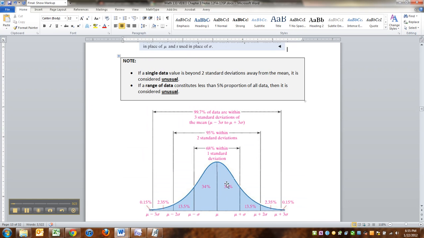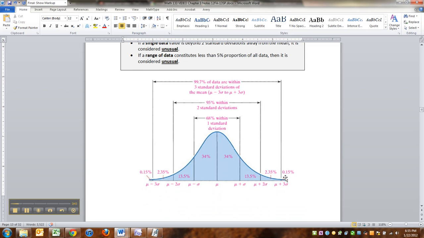Namely, 68% of your data is going to fall within one standard deviation, i.e. from one below all the way up to one above. Roughly 68% of the data will fall in there. And then 95% within 2, so from 2 below to 2 above, 95% of values will be in there. And from 3 below to 3 above is 99.7%. Past that, it's got to be the remaining 0.3%. So half of it's over here at 0.15, and the other half is over here at 0.15.